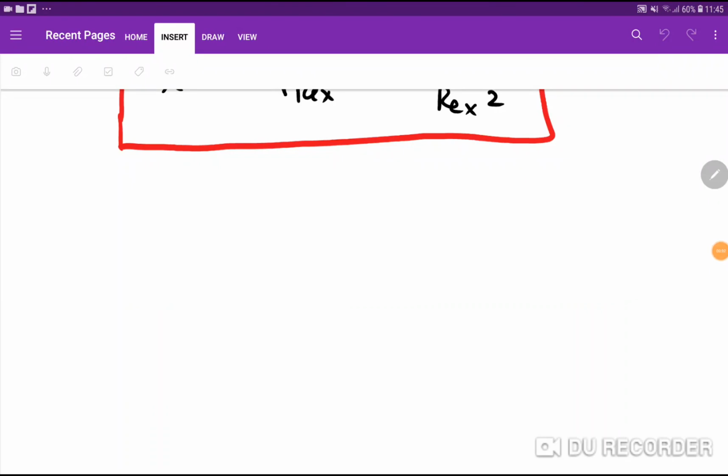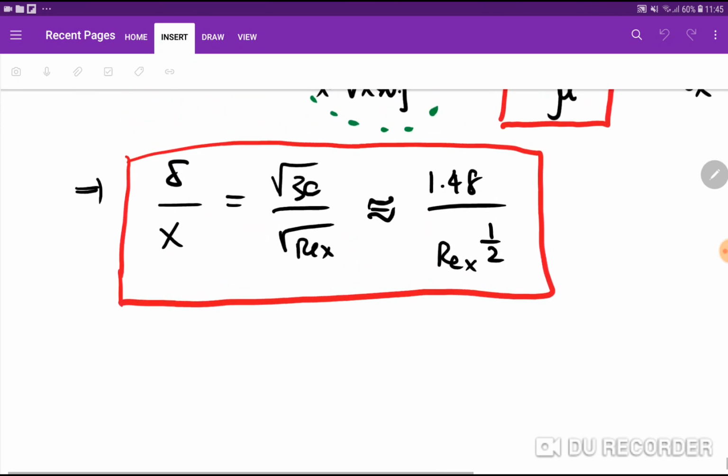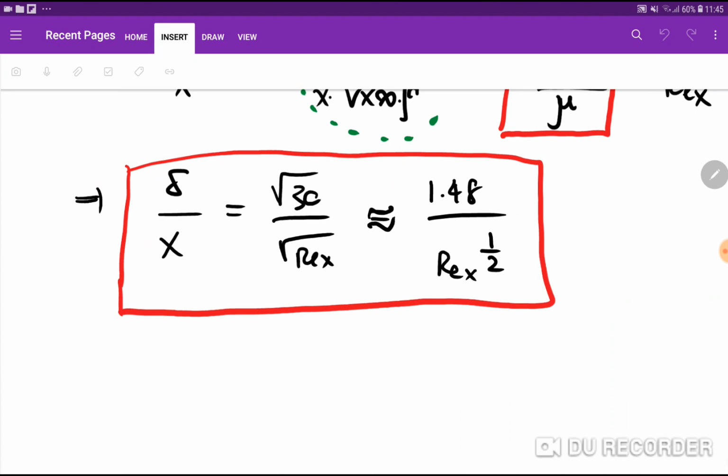Hi everyone, welcome back. In the last video, I arrived at the dimensionless term for delta over x as a function of Reynolds number. I do want to make a small correction, which is this term right here. The square root of 30 is actually not 1.48, it's actually 5.48. That's the only correction I want to make.